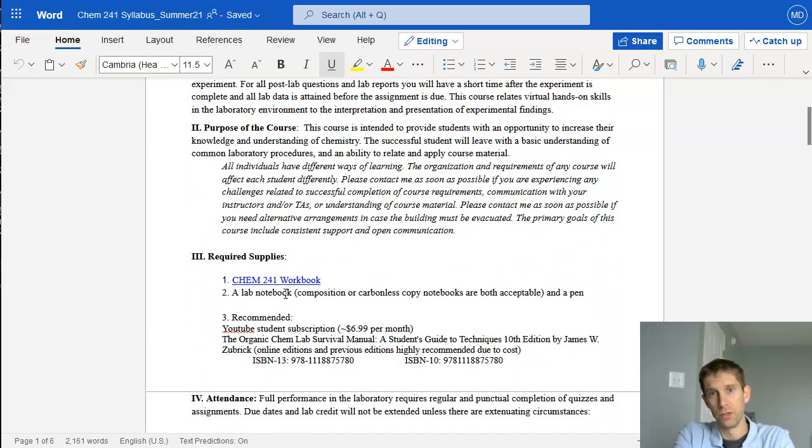The goal is for you to increase your knowledge and have a better understanding of what those organic chemistry reactions are that you're talking about in your textbook. So it's one thing to see it in a textbook, it's another thing to actually see those chemical manipulations happen, in this case via video.